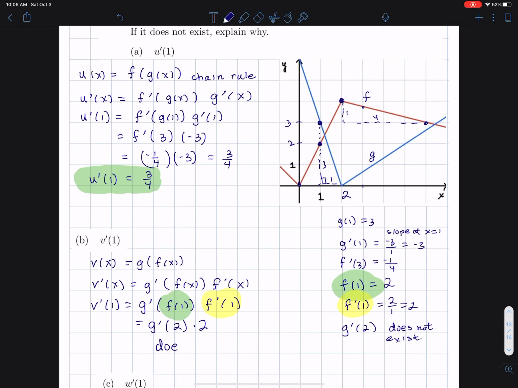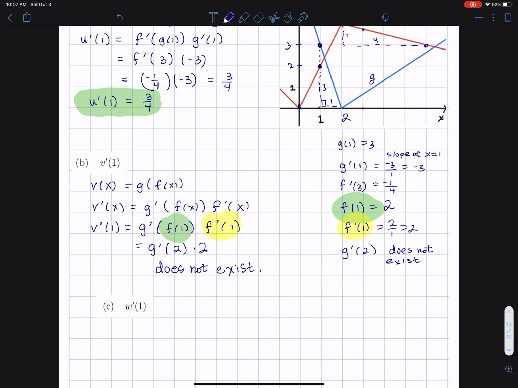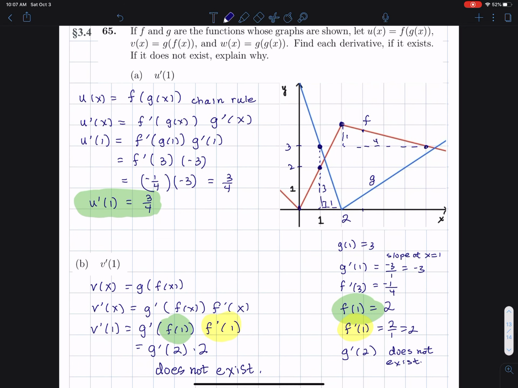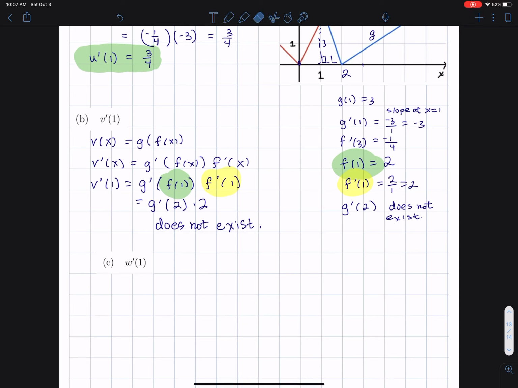We showed, by a rigorous proof, that for absolute value at that kink, the function is not differentiable. The derivative doesn't exist. So this sort of looks like absolute value in a way, but only in some ways. All right. Now let's look at W. W is equal to G composed with itself. So by the way, in the end, the answer to that is that v prime of 1 does not exist.